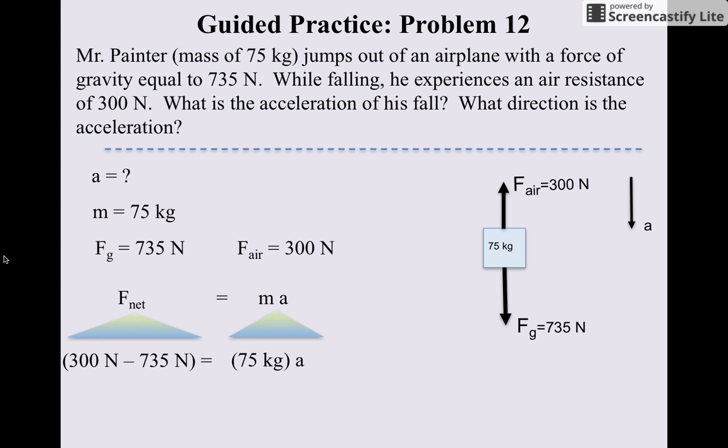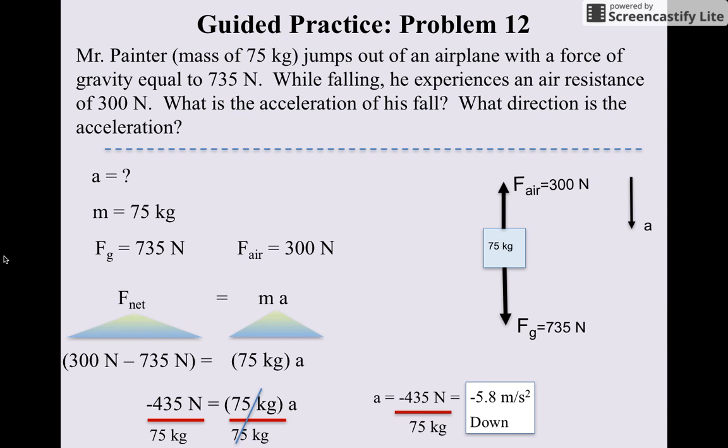So I'm going to substitute those numbers. Notice that my A stays an A because I don't know what it is, but I substitute 75 kilograms in for mass. So I'm going to simplify this expression. 300 minus 735 is a negative 435 newtons equals 75 times A. I'm going to divide out my 75 so that the acceleration is by itself. Rewriting that, negative 435 over 75 is negative 5.8 meters per second squared.